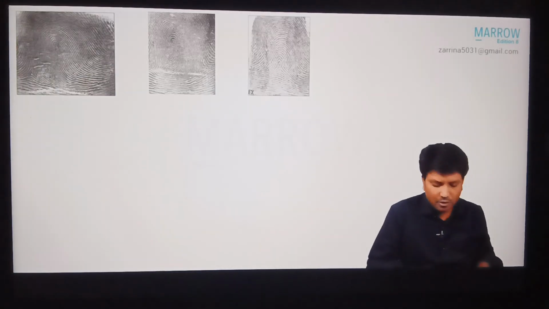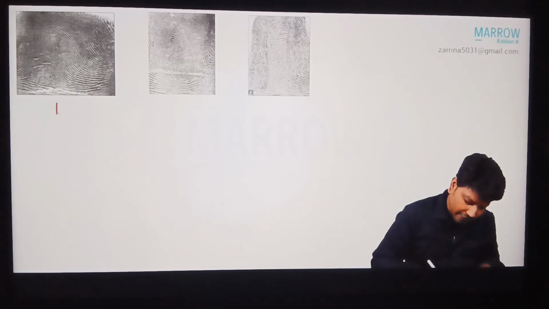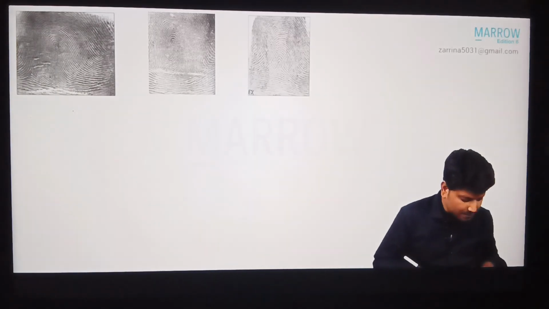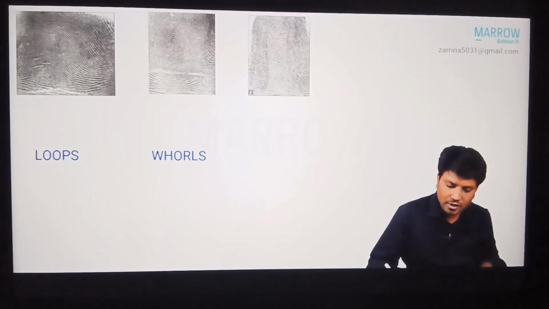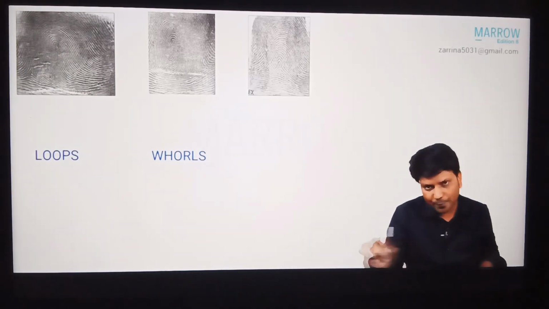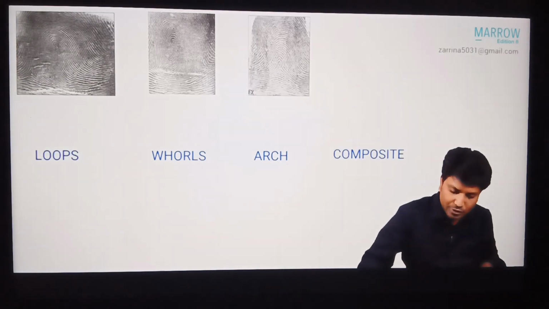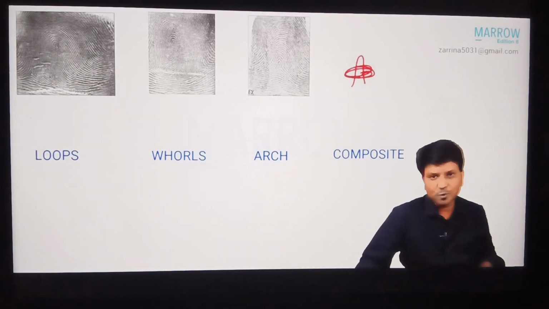You see the pattern available. You can see this pattern is called loop pattern. Either it starts from one side, it goes to the top, it comes back to the same side, that is called loop. If you can see concentric circles, it is called whorl. You can see ridge starts from one side, it goes to the top, moves on the opposite side itself, that is called arch. And 2 or 3 patterns together, right? We call it as composite, mixed pattern.